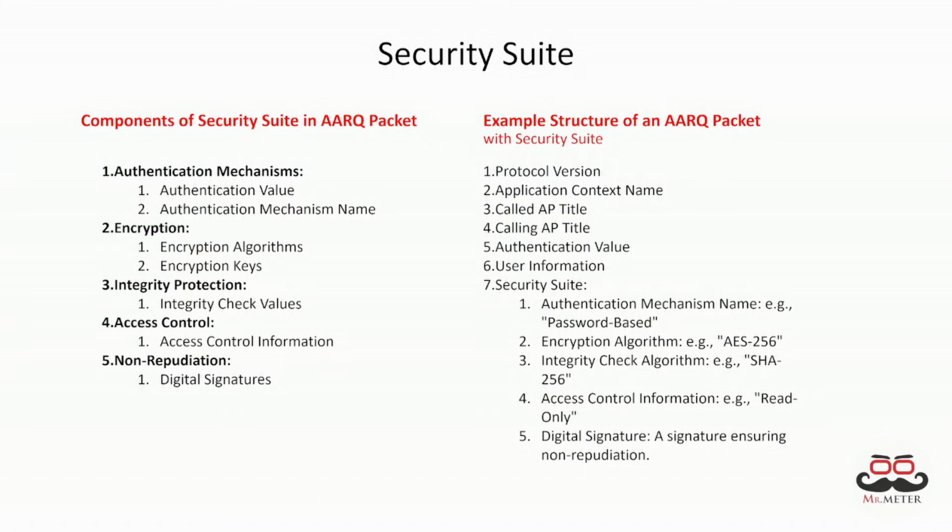The first is the authentication mechanism name, for example, password based. The second part will be the encryption algorithm, for example, AES 256, and the integrity check algorithm, for example, SHA 256. Then access control information, for example, being read-only or writable, and the last one, the digital signature, which is a signature ensuring non-repudiation.